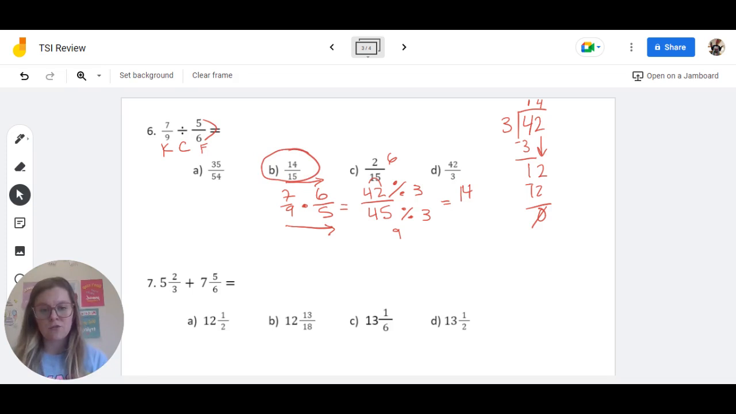If I divided 45 and 3, it would indeed give me 15. So you guys have the tools. Yes, it might be a little bit more work, but you know how to solve these. So take the extra time, do long division if you need to. Okay, on to the next one.